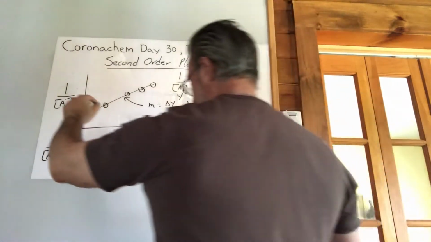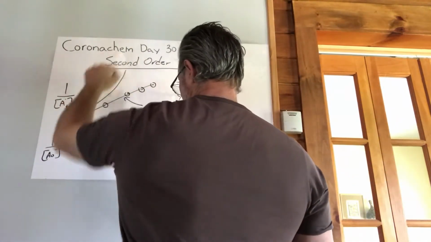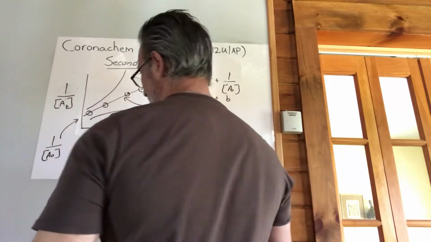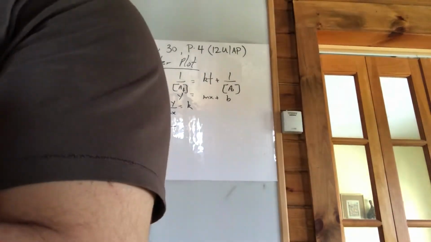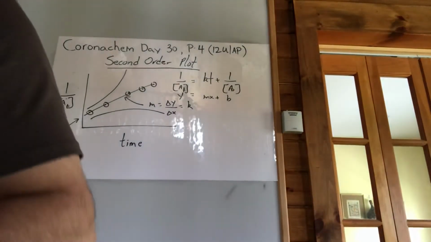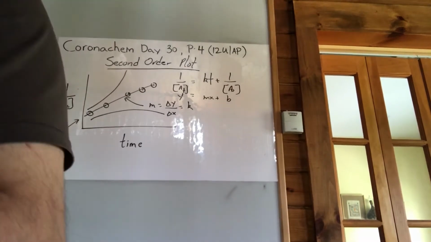If on the other hand the points came out looking like this or like this, you would have potentially first order or some other level of order. But when it's a straight line, it's second order rate data. Let's look at the practice example on page 590.